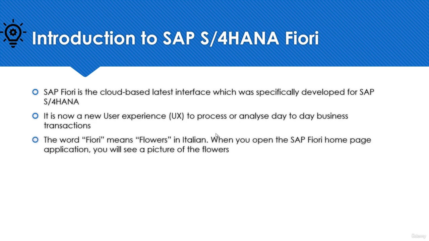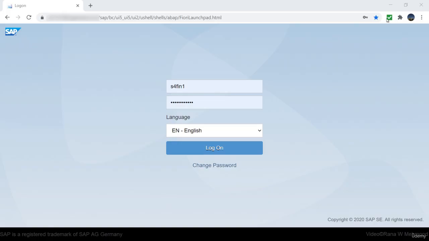The word Fiori means flowers in Italian. When you open the SAP Fiori homepage application, you will see a picture of flowers. As you can see in the background of the SAP Fiori screen, there is an image of a flower or flowers. And also the favicon of SAP Fiori shows the image of a flower.